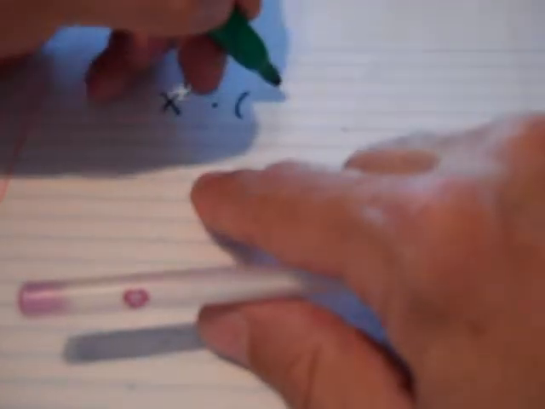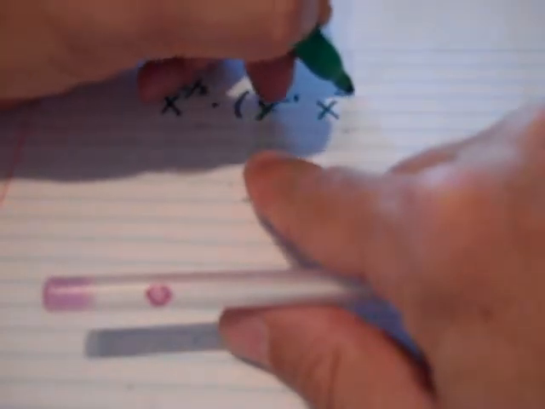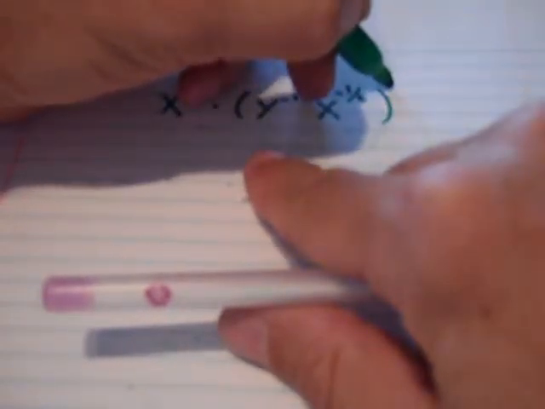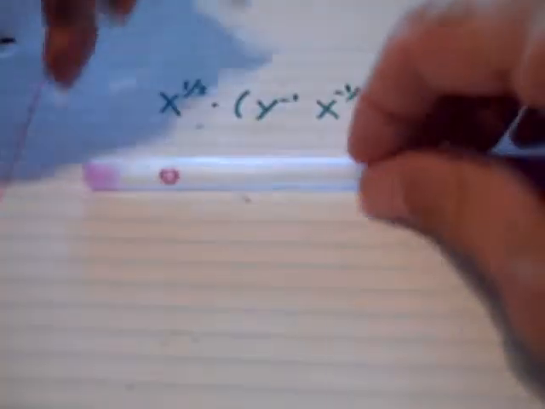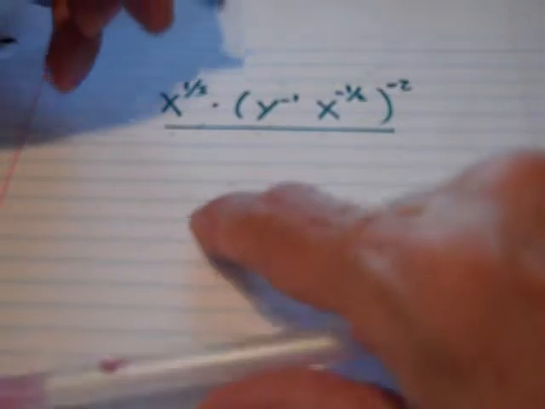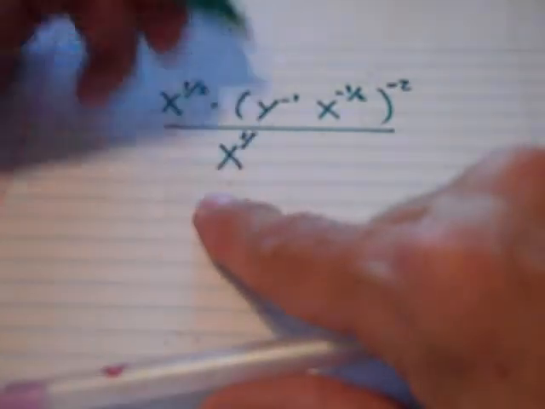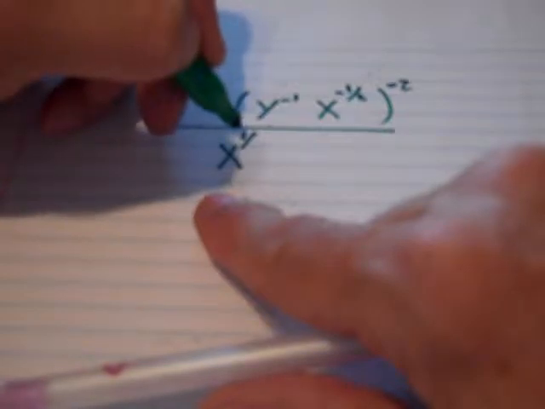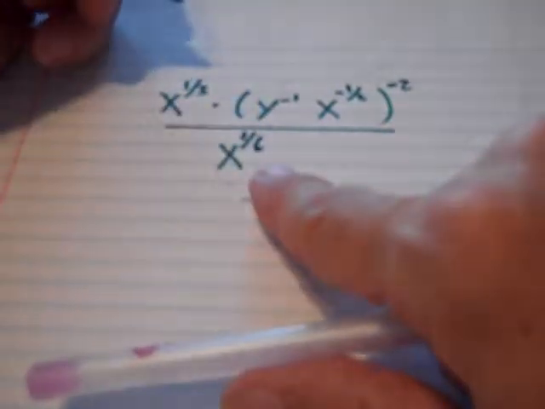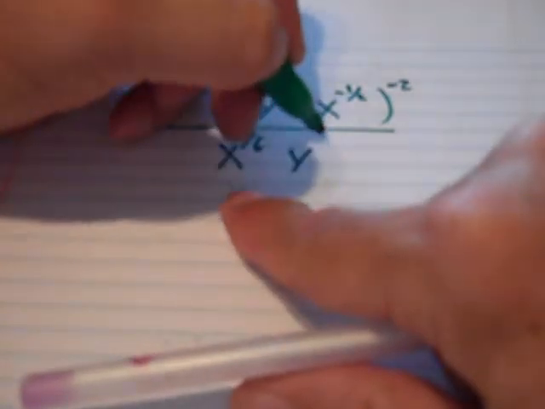Okay, so here we're going to do another simplifying rational exponents problem, and I'm going to arbitrarily pick some numbers here. I'm going to say x to the 1/3 times y to the -1 times x to the, let's make it -1/2, and we're going to raise all of that to the -2nd power, and we're going to divide all that by x to the, let's make it 1/6, just to make it interesting, and then y to the 1/2.